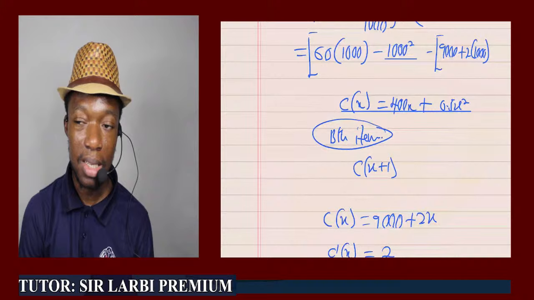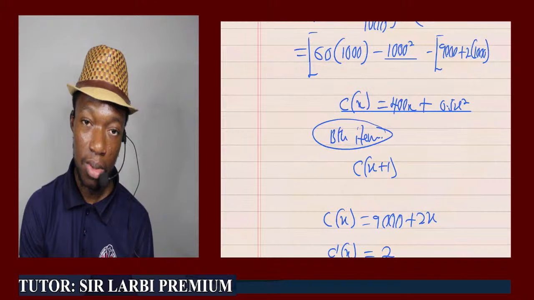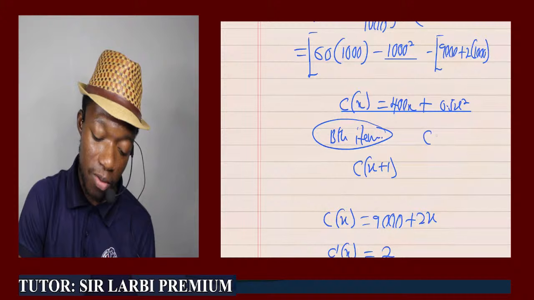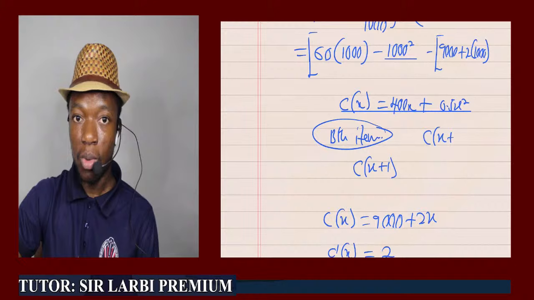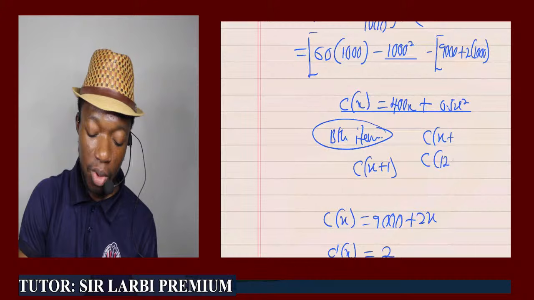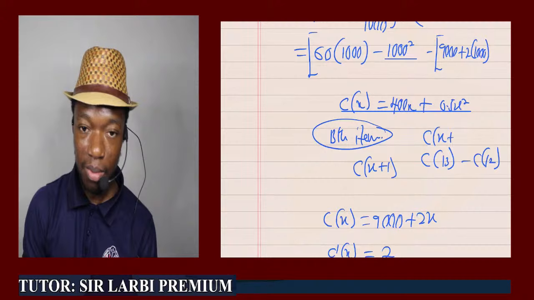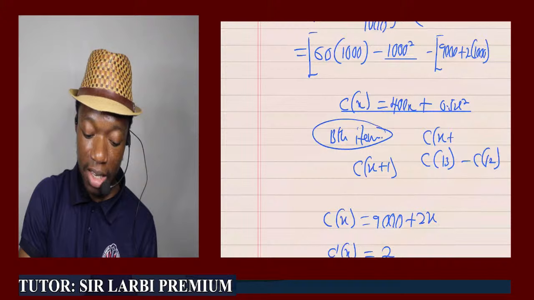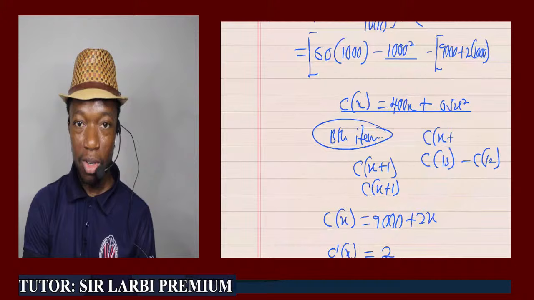To find the exact cost of that, you're going to use the same cost function. How do you do that? You ask yourself, before we get to 13, we should be at the 12th position, right? So we're going to have the cost of the 13th item compared to the cost of the 12th item. To get that, you equate x plus 1, being the additional item you're producing, which is the 13th item, to 13.